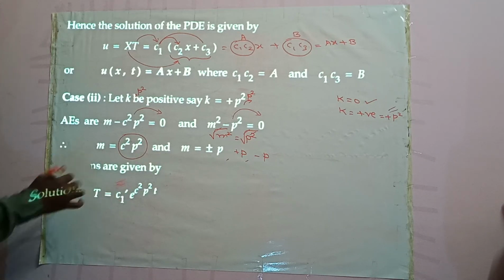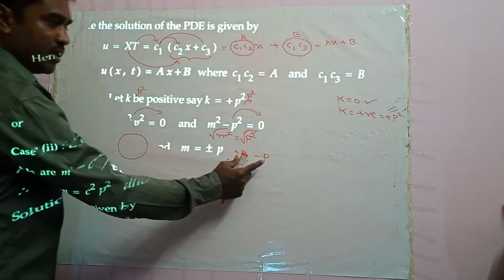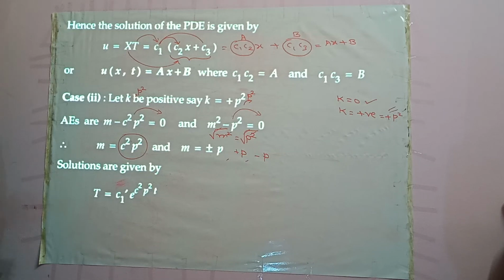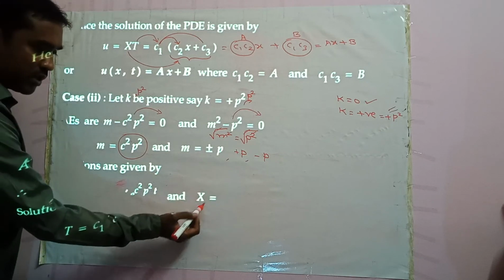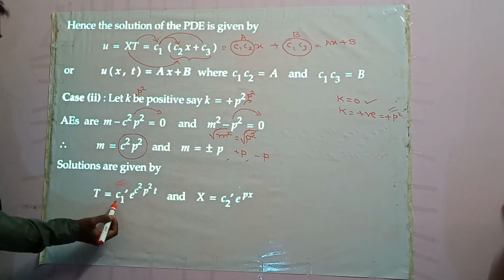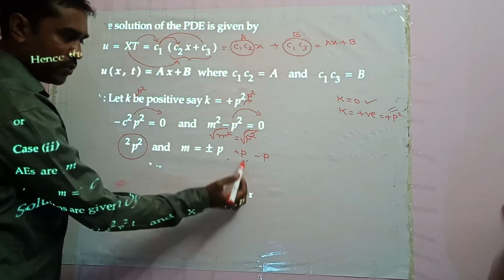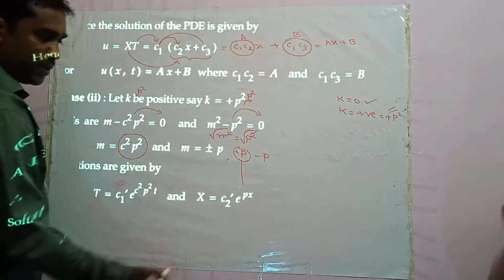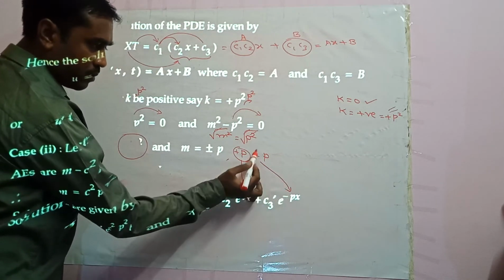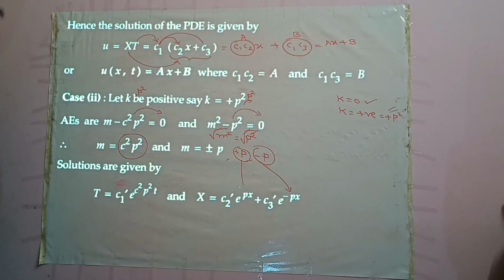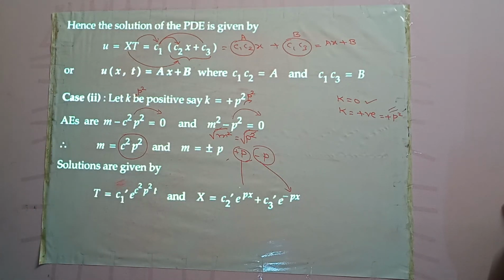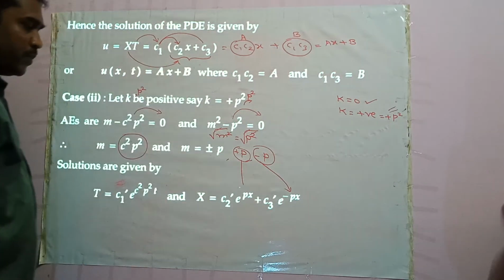This completes the CF because we have only one root. Here we have two distinct roots, and these roots are for the differential equation containing capital X. Therefore, we write capital X is equal to C2 dash e to the power Px plus C3 dash e to the power minus Px, right? So these are the solutions for t and x when the case is positive.